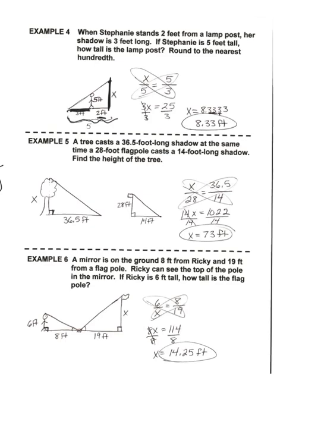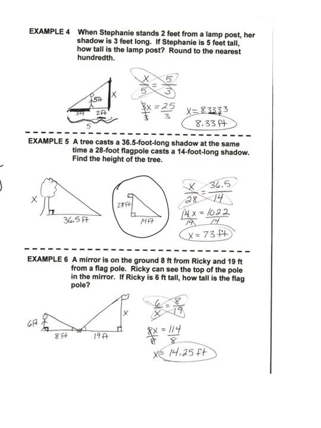This next example, a tree casts a 36.5 foot long shadow. At the same time, a 28-foot flagpole casts a 14-foot long shadow. Find the height of the tree. Okay, so we have a flagpole that's 28 feet long or high and casts a shadow of 14 feet. So that's shown right here. And then we have a tree. We don't really know what the height of the tree is, but we do know that it casts a shadow of 36.5 feet. Okay, so we are trying to find the height of the tree.